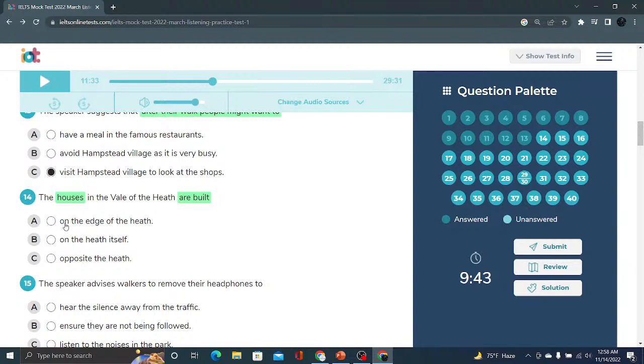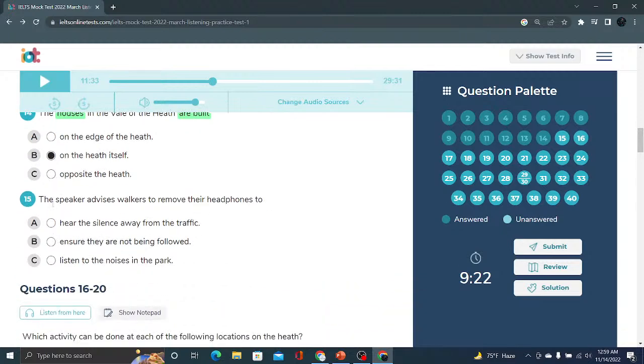So here on the edge of the Heath, on the Heath itself, opposite the Heath, the answer would be B. Okay, let's move on. The speaker advises walkers to remove their headphones.